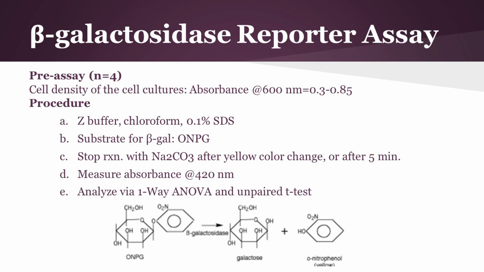Next, we exposed the yeast cells to a solution of Z-buffer, chloroform, and 0.1% SDS, which facilitated the beta-gal reaction with ONPG in the next step by increasing the permeability of the yeast. The colorless ONPG was then added as a substrate for beta-gal because its cleavage by beta-galactosidase forms a yellow O-nitrophenol product during the reaction. Once the first significant yellow color change was detected as compared to a non-transformed yeast control, or after 5 minutes had elapsed, the reaction was stopped with sodium bicarbonate. Finally, absorbances to detect the amount of O-nitrophenol product produced were measured at 420 nanometers. The absorbances and reaction time were converted to Miller units and analyzed with one-way ANOVA and unpaired t-tests.